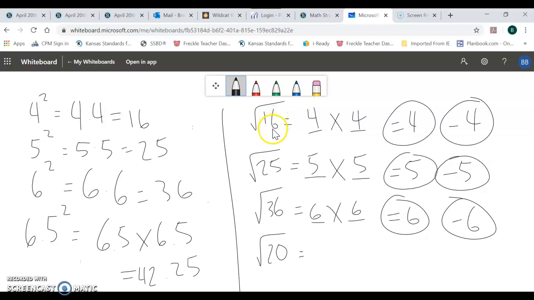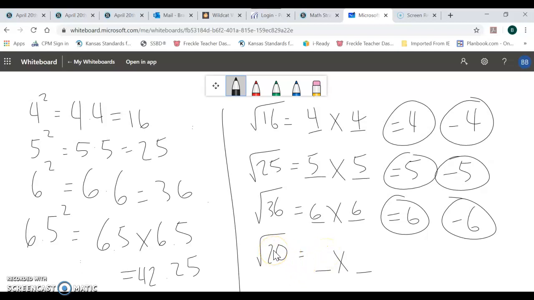So this 16 has to be the answer, and you're looking for some number times the same thing to make that 16. But what happens if it's a 20? Here's where it gets a little bit harder, and you're going to need a calculator. So we want some number times the same thing to make 20.